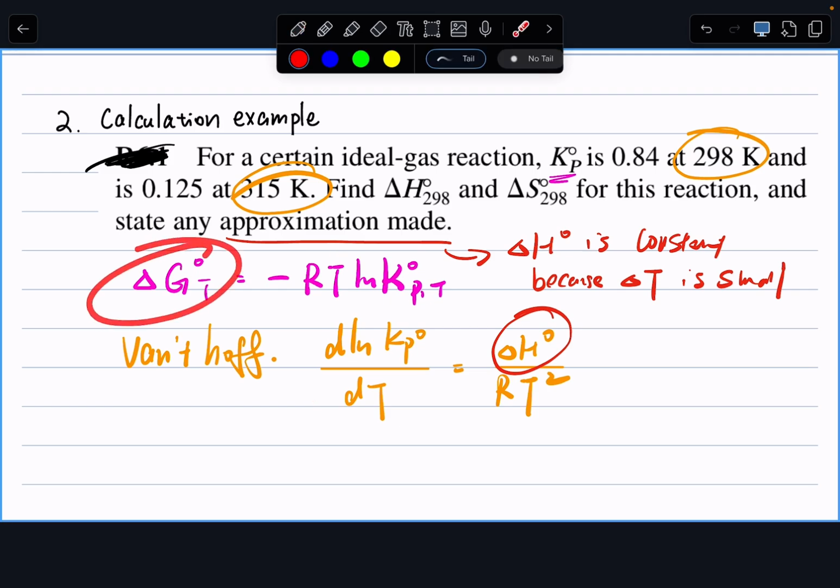First, we solve for delta G naught at 298 Kelvin using this equation here. And then since the temperature change is small, we can solve for the delta H naught. And then using the delta G naught and delta H naught, you'll be able to solve for the delta S naught. And for some reason, my pen is not working, but you get the gesture, right? So this is how I'm thinking about the problem and how to set up my calculation.